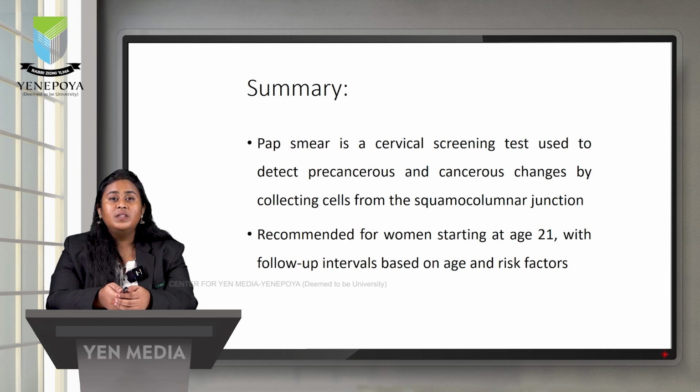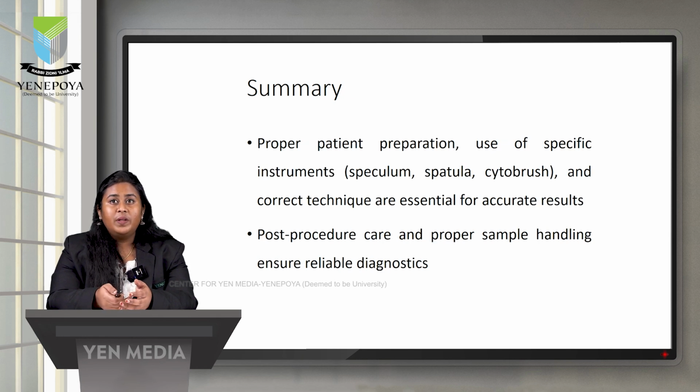As a summary, Pap smear is nothing but a cervical screening test which is used to detect any precancerous or cancerous changes happening in the cervix. It is done by collecting the exfoliate cells from squamocolumnar junction of the cervix, and it is recommended for the women starting at the age of 21 and has to be repeated at follow-up intervals based on the age and the risk factor. Proper patient preparation, use of specific instruments like speculum, spatula and the cytobrush, and collection technique is essential for accurate results. Post-procedure care and proper sample handling ensures reliable diagnosis.